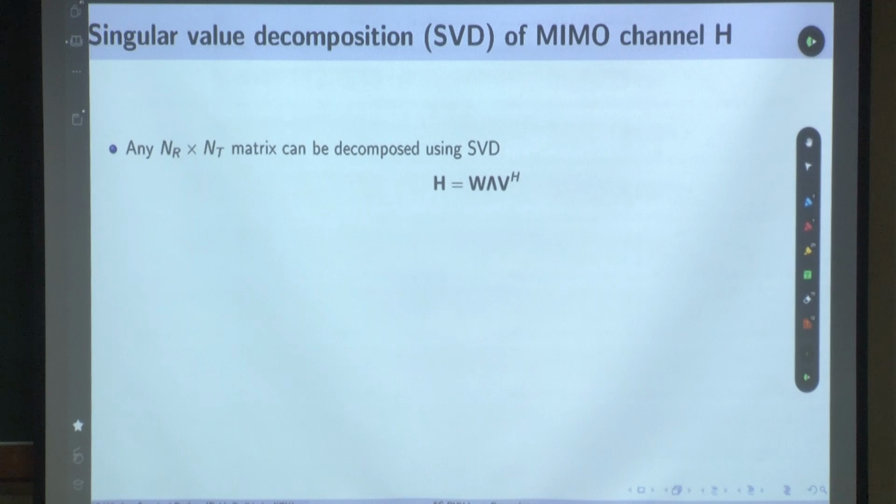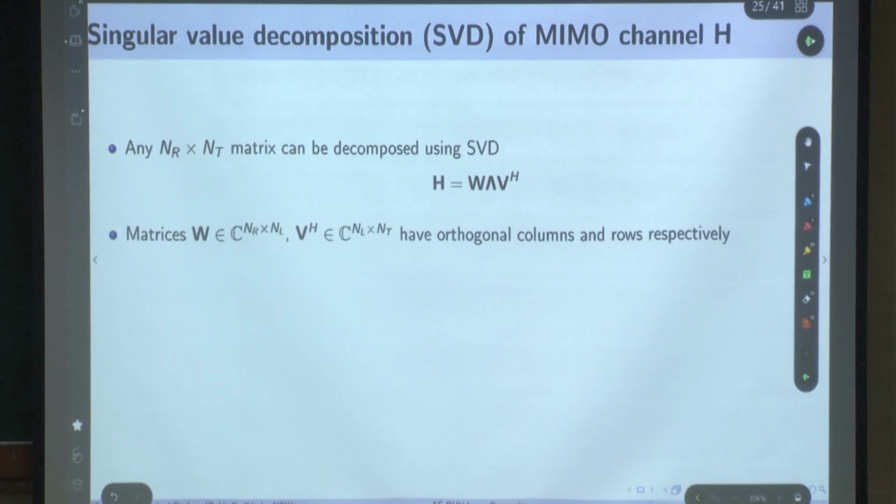Okay, we'll see that. What are we saying here? Any NR cross NT matrix, which can be of any dimension, rectangular or square, can be decomposed using SVD as follows. If H is a matrix, what is the dimension of H? It is NR cross NT: NR number of rows and NT number of columns. It can be decomposed as W lambda V Hermitian.